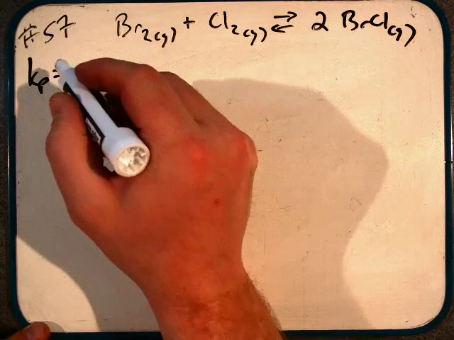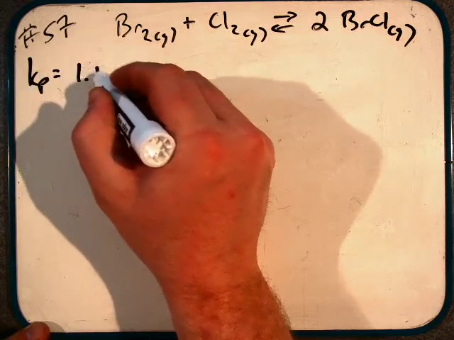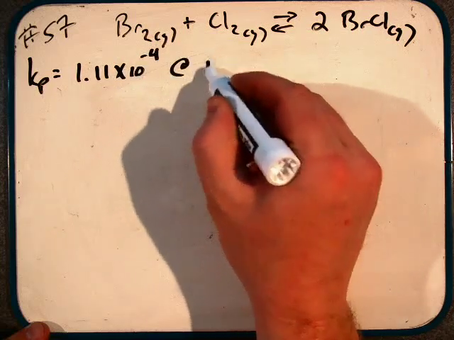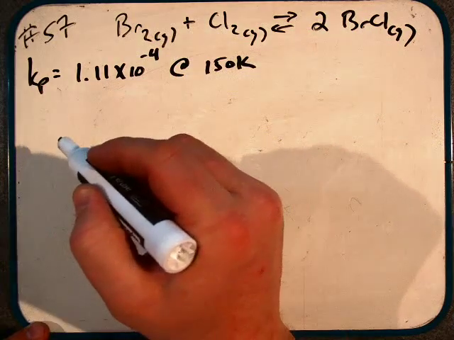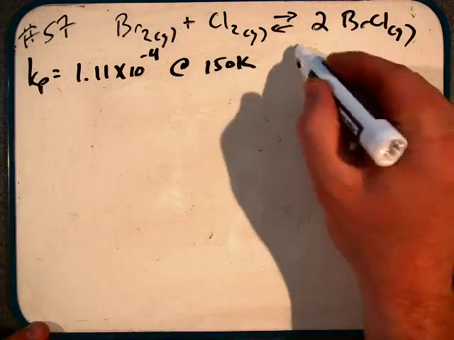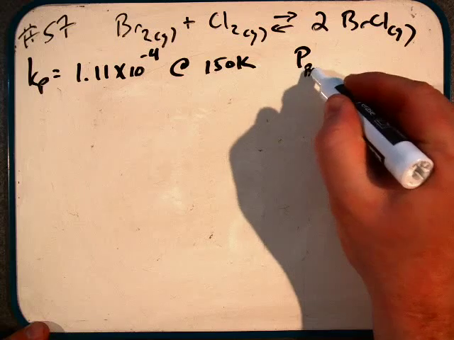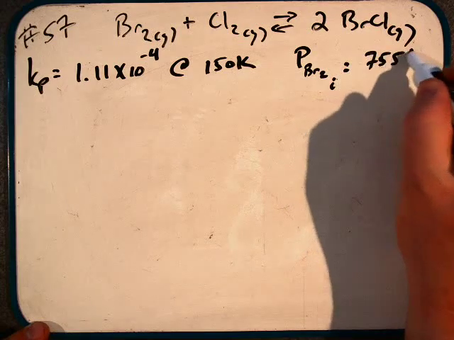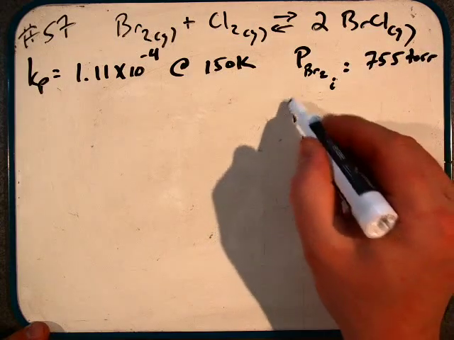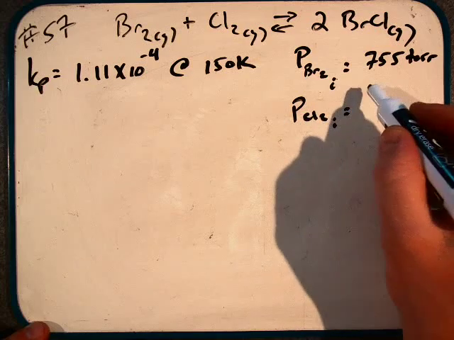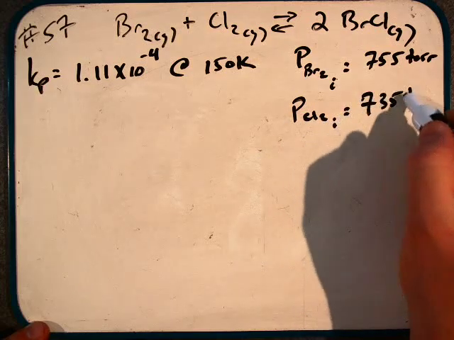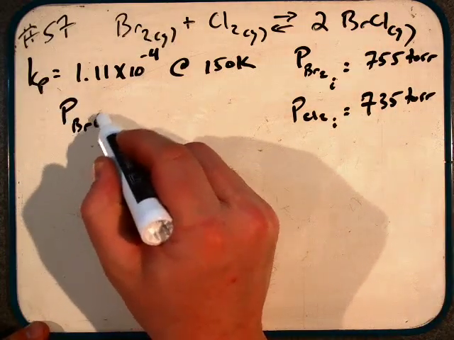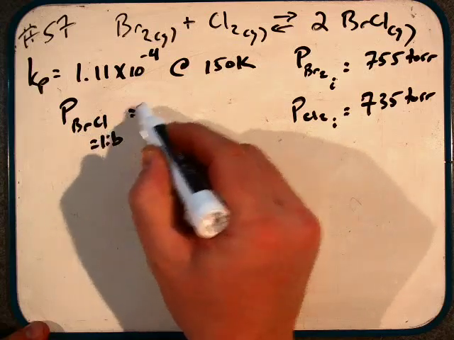They give us an equilibrium constant with regards to pressure to be equal to 1.11 times 10 to the negative fourth. And this was at 150 Kelvin. They tell us the pressure of our Br2 initial is equal to 755 torr. They say the pressure of our Cl2 initial is equal to 735 torr. What is the pressure of BrCl at equilibrium?